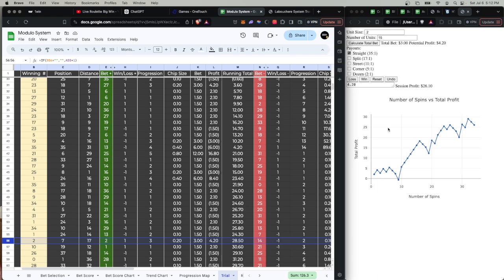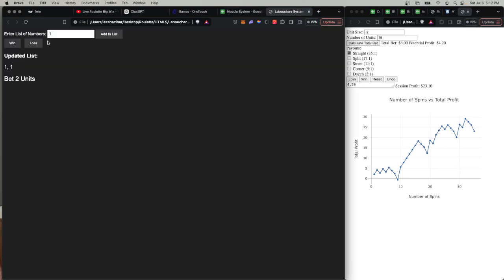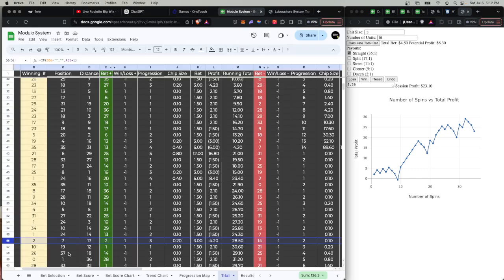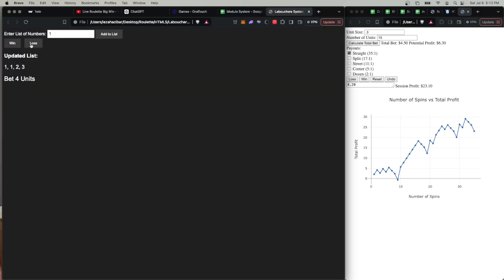And we start off with a loss. And so we add that. That's a loss. So now we're on 3 units. And it's followed by another loss. So that's 4 in a row. So this goes to 4 units. That's 1, 2, 3. Calculate this bet. That's another loss.